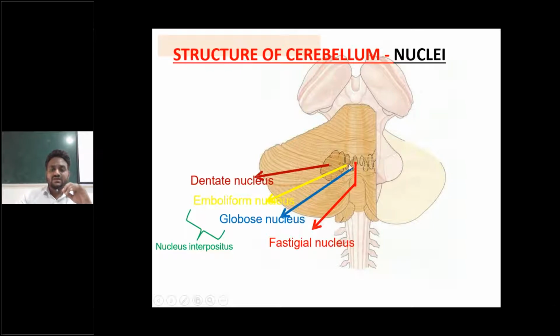Four pairs are present: fastigial, globosus, emboliformis, and dentate. Emboliformis and globosus both are considered as nucleus interpositus. Out of these four nuclei, you see here the dentate nucleus. This is the nucleus of the neocerebellum. Yesterday I told you the divisions of the cerebellum. This is the substantial nucleus of the cerebellum.